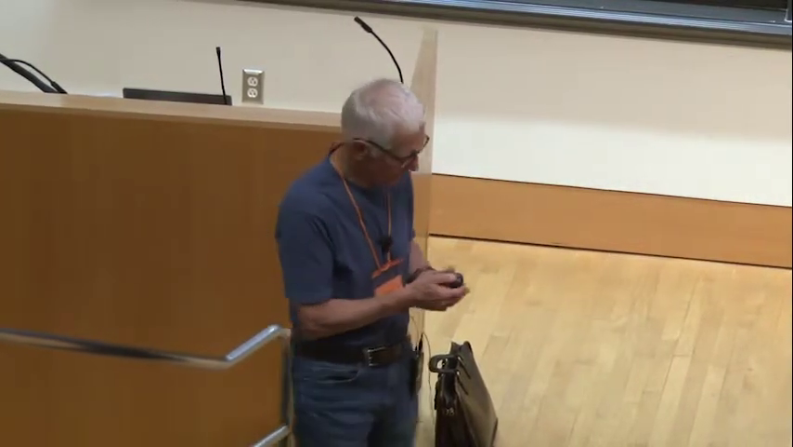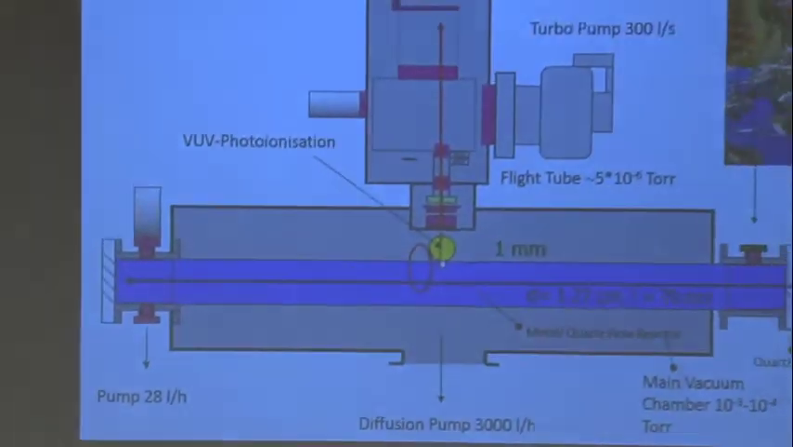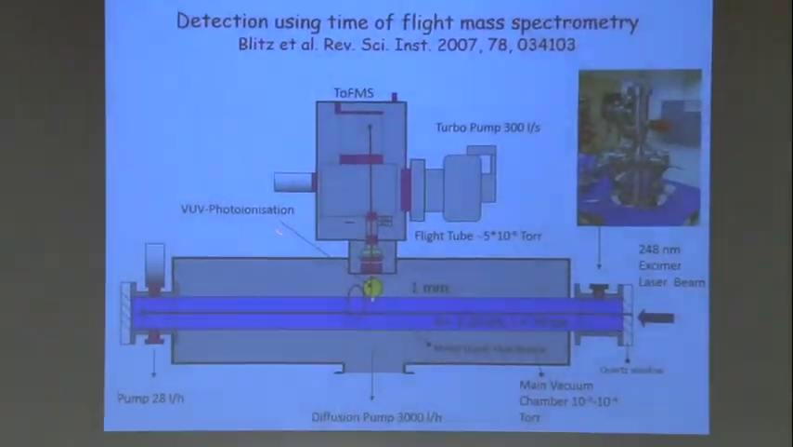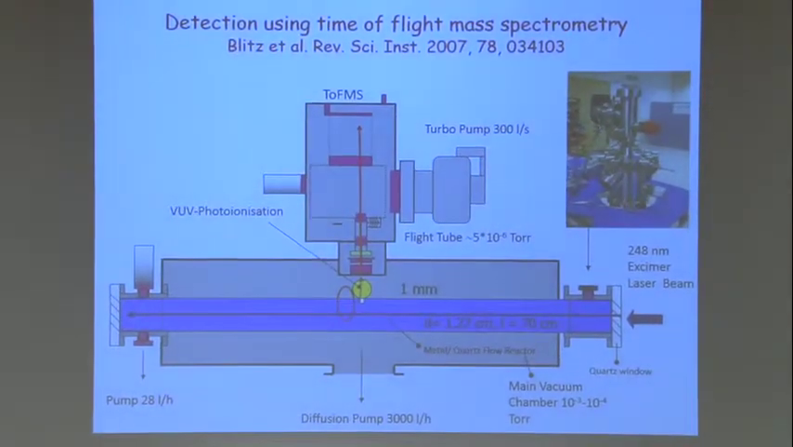Laser-induced fluorescence has the problem of only being able to look at certain species. Hydroxyl radical, it's very, very good with, but other species, it's not so good. For example, methyl. So this is time of flight mass spectrometry using vacuum ultraviolet photoionization.